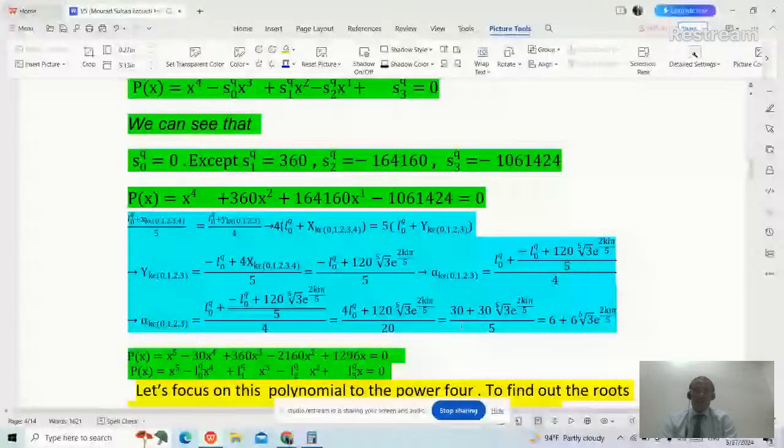Therefore, after simplifying, learners, we continue. So it will be y. I will explain this after, okay.